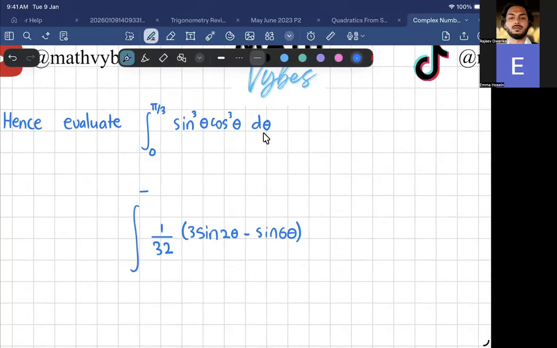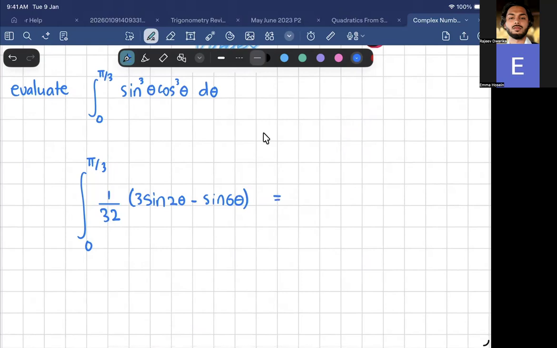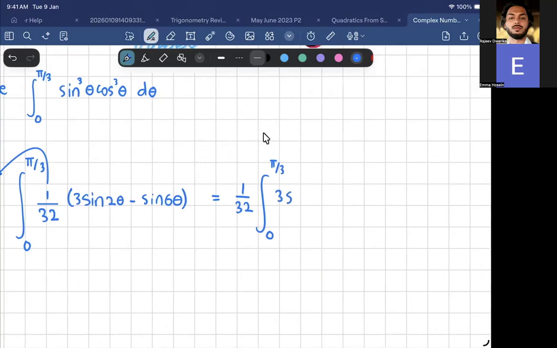Emma, since we factored out the 1 over 32, am I integrating? Since we have 1 over 32 multiplied by the entire thing, you could put it in front of the integration sign. And then now you could integrate normally. Oh God, I forgot the d theta.